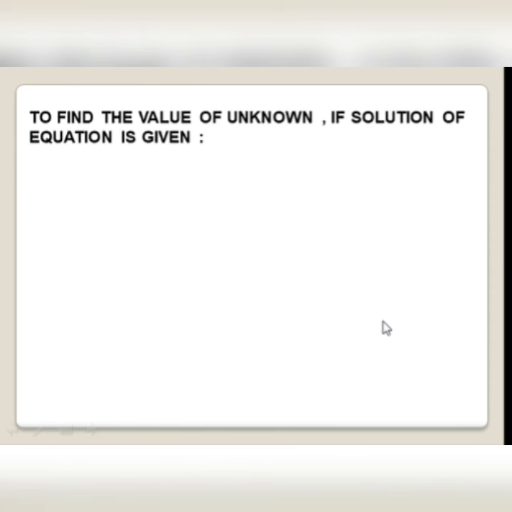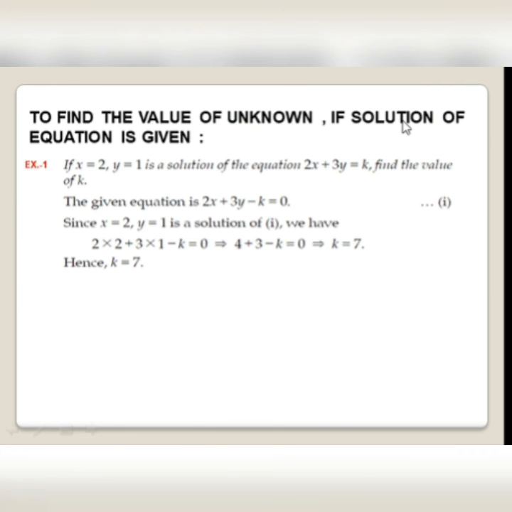Now next, one more thing. To find the value of an unknown, if the solution of the equation is given. Now they will be giving you the solution of the equation. The solution they are already giving. So, like example 1, just see. If x equals 2 and y equals 1 is a solution, they are telling us the solution. But we have one more variable k. x and y must be there. This is our equation in two variables. But this variable k we have to find out. Okay? So what will we do?